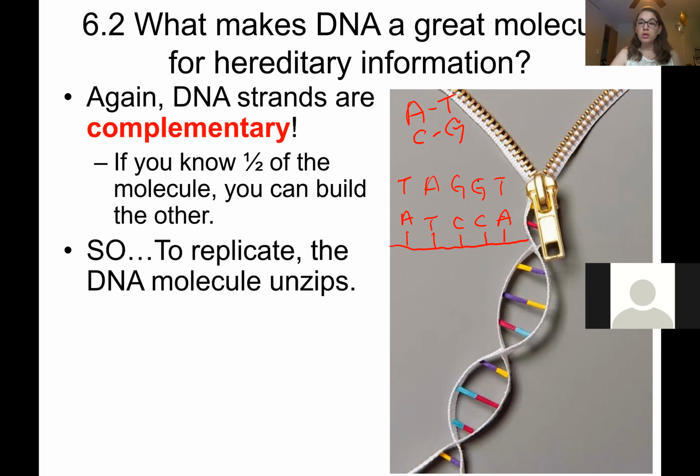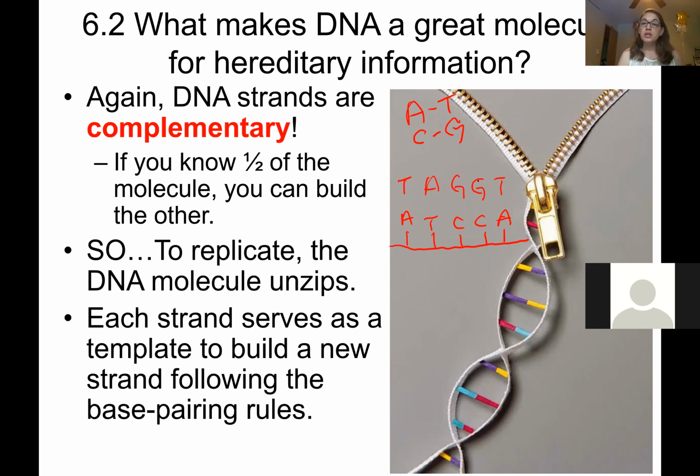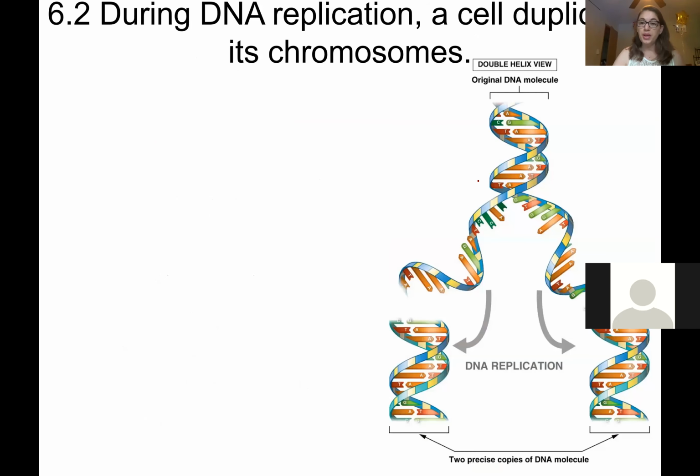So in order to replicate the DNA molecule, it basically unzips. I love this picture. I found it. So it basically unzips, so you have those two strands that are unzipped, they're complementary to each other, and then you're able to replicate them. So each of those strands, after you've unzipped them, serves as a template strand for a new DNA strand. And you just follow the base pairing rules.